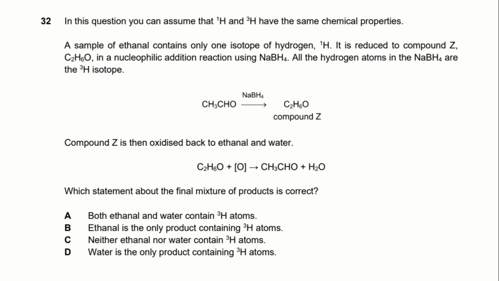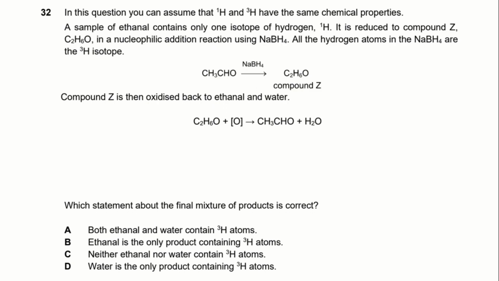In this question, ethanol will be reduced to compound Z. Compound Z is then oxidized back to ethanol and water. There are two types of isotopes in the molecule, hydrogen 1 and hydrogen 3. For explanation, I'm going to draw the displayed formula for all of them so that we can see which molecule contains which isotope better. We are going to start with ethanol.